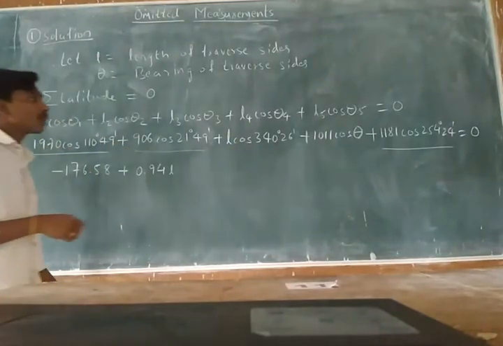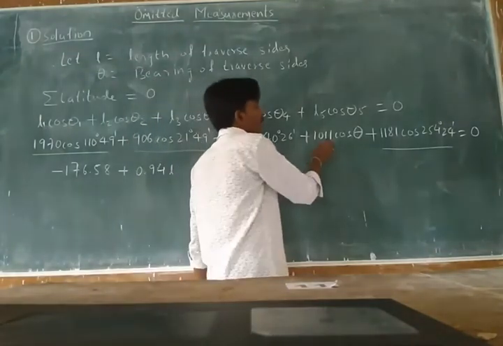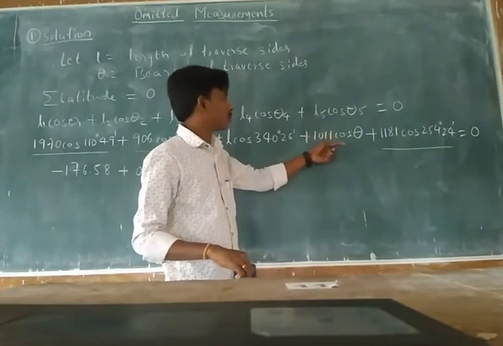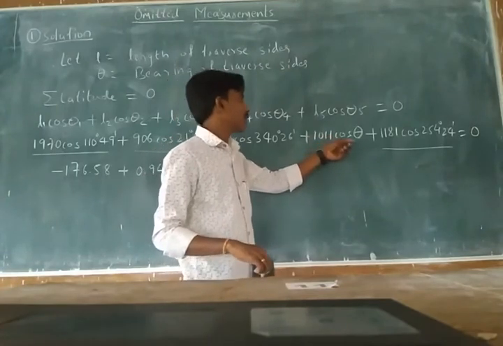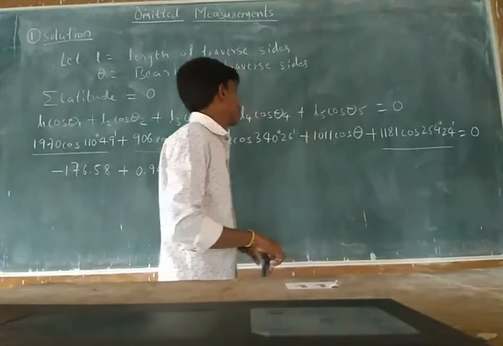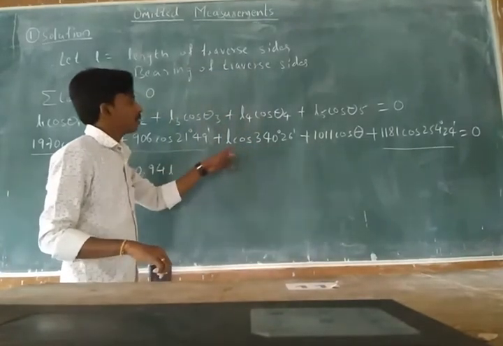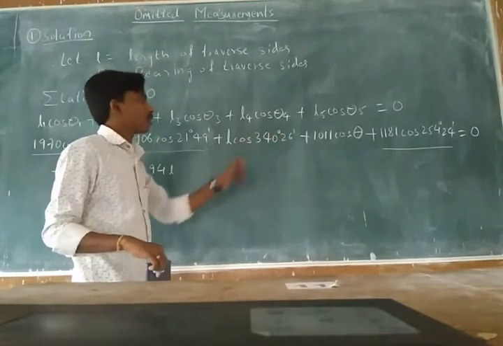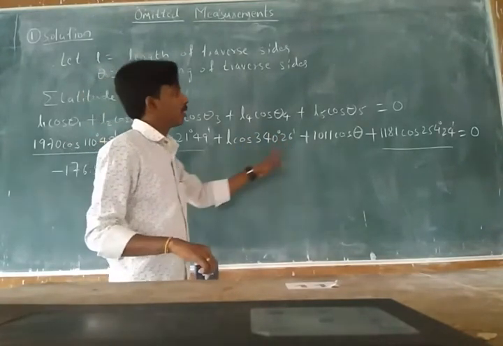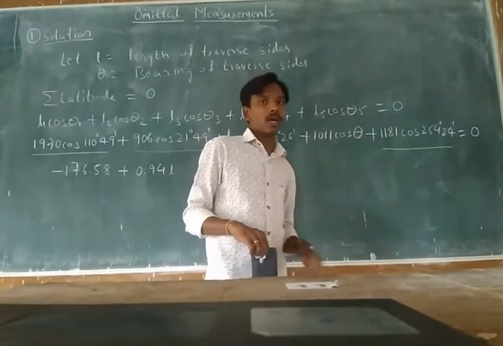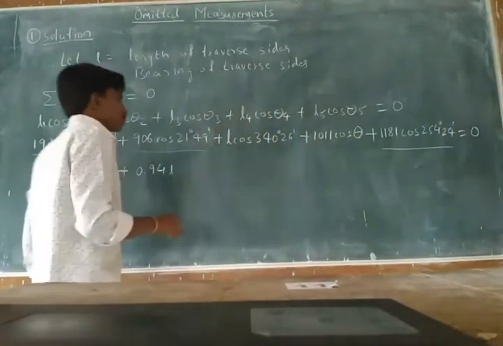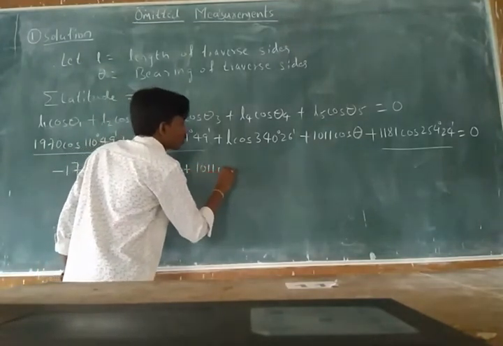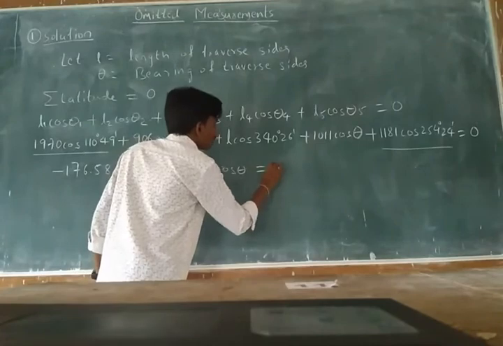And here you can't solve this substitution because there is no theta. Here you got the theta. Without length you can calculate the cos 340 degrees 26 minutes, but here the theta value is not given, so you can't calculate it directly in the calculator. So just write 1011 cos theta as it is, equal to 0.